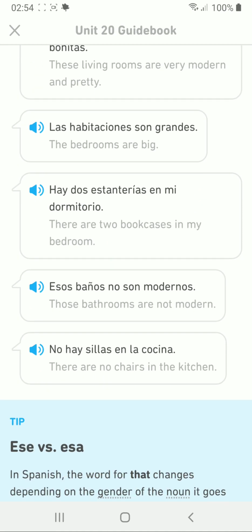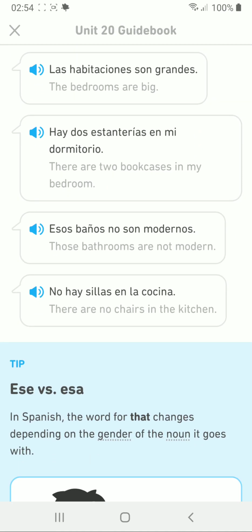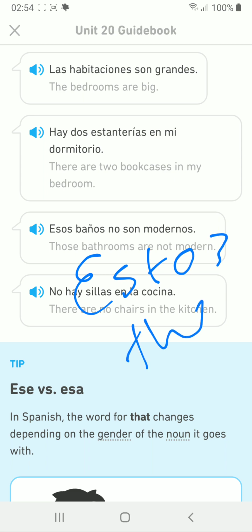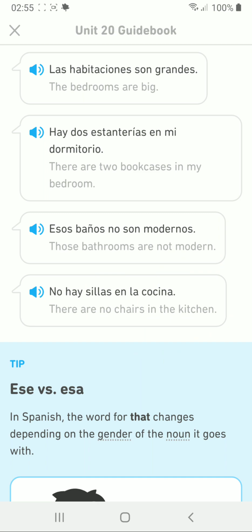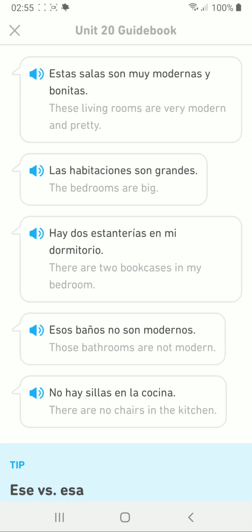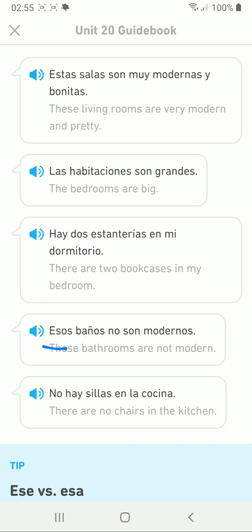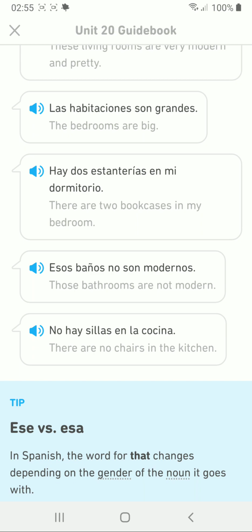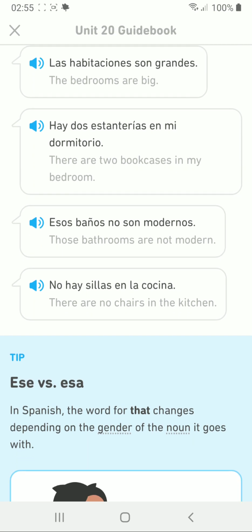So something to remember. Esos baños, so those. Notice that there was estas, estos, so these. Now if you want to say those, you say esos or esas. This is a new descriptive article. Esos baños no son modernas. They are not. These bathrooms are not modern.